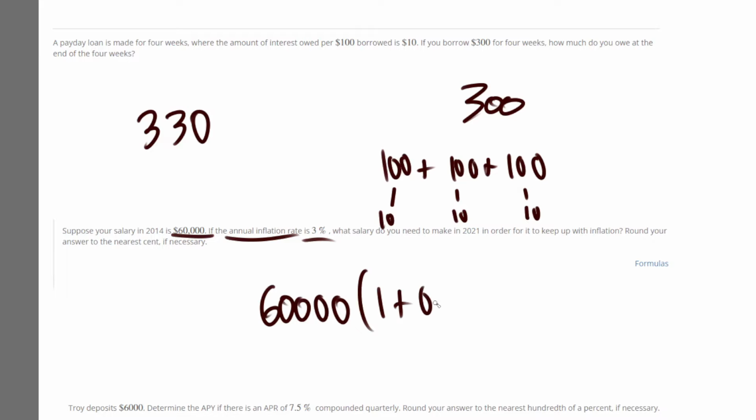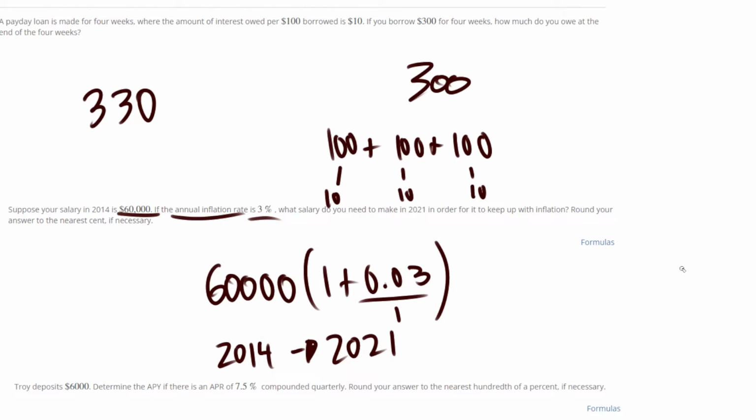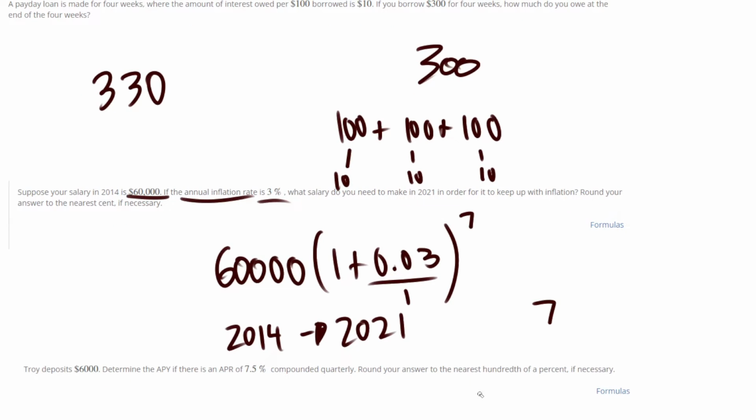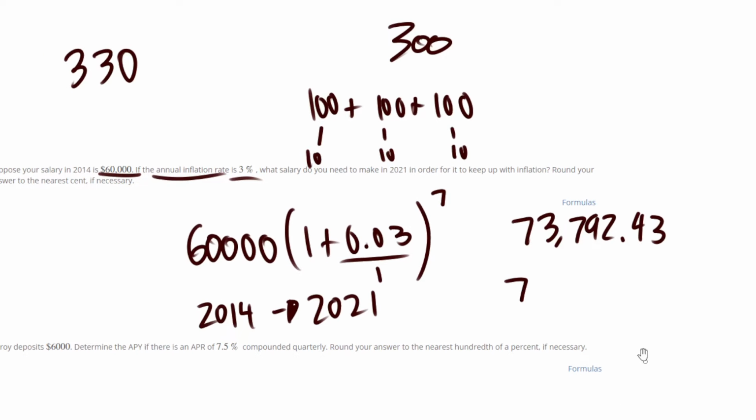1 plus 0.03 divided by just 1, which is 0.03, times, and then 2014 to 2021. That is going to be 7 years. So it's going to be to the 7th power. And when I plug it into my calculator, I get $73,792.43.